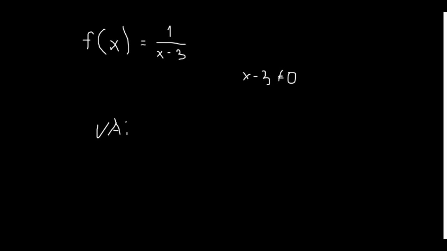So to find this, we have to add 3 here. We can add 3 here and add 3 to the other side, and we get x is not equal to 3. So our vertical asymptote is 3.